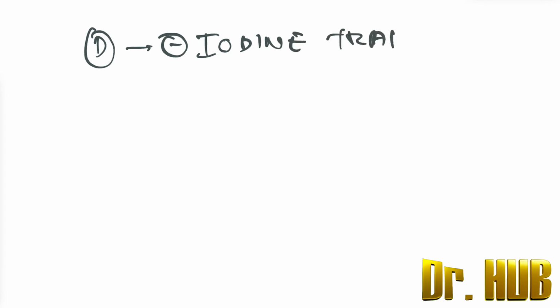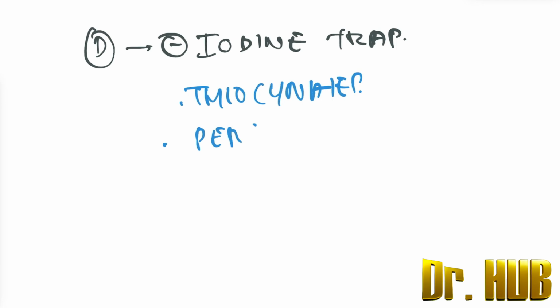Firstly, let's look at the drugs which inhibit the iodine trapping. What are the drugs which inhibit the iodine trapping? This is by the thiocyanates as well as the perchlorates, and there are also nitrates.